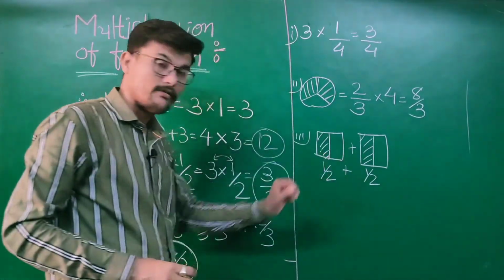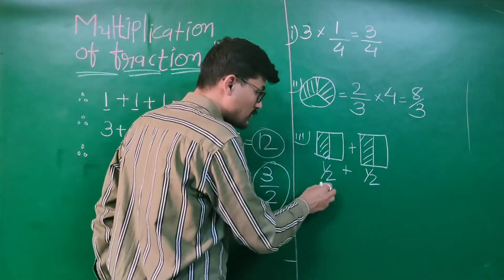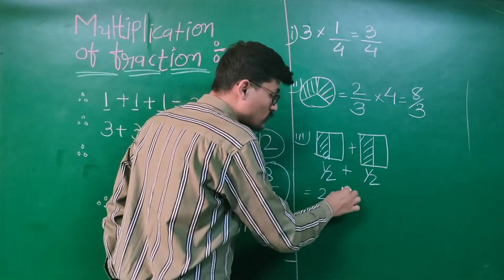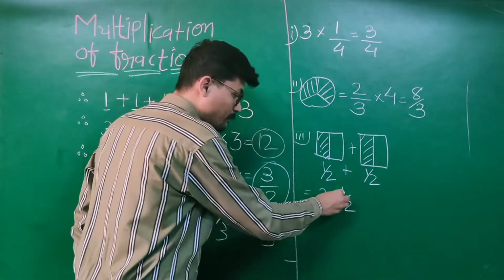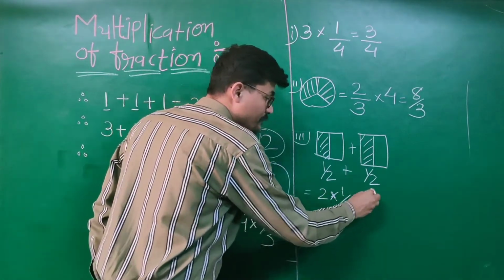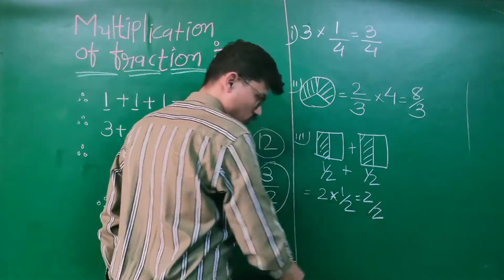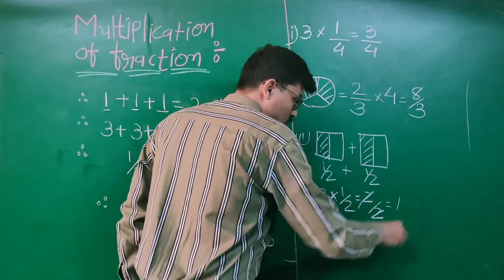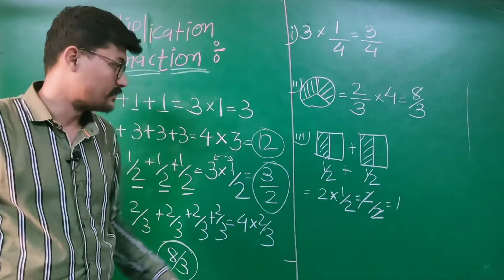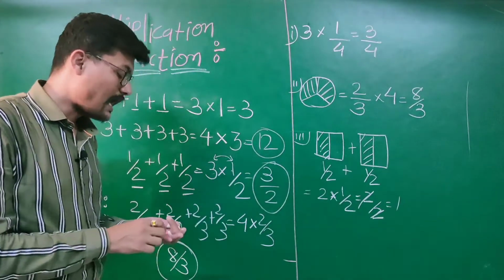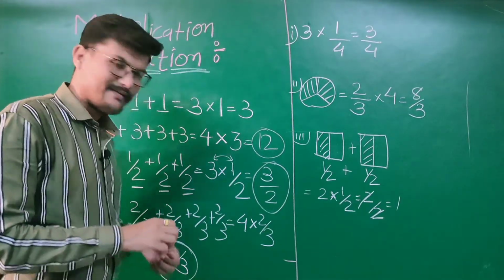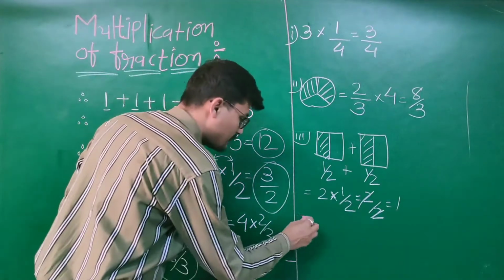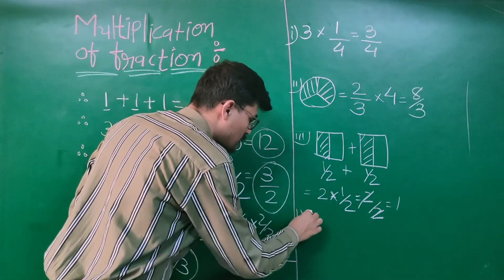So based on this question, 1/2 plus the same 1/2. How many times do we have 1/2? 2 times. So 2 into 1/2. So simple. 2 upon 2, and the 2s will cancel. So we are getting the answer 1. So this is the example. We are taking one more example, so let's see.